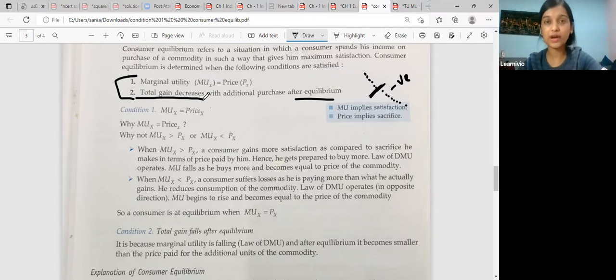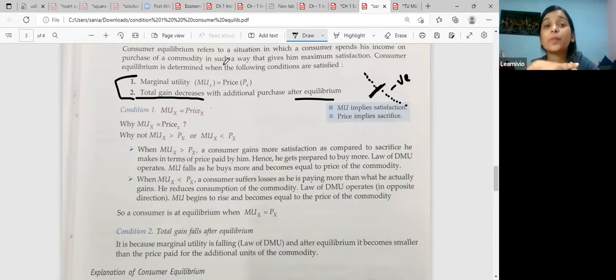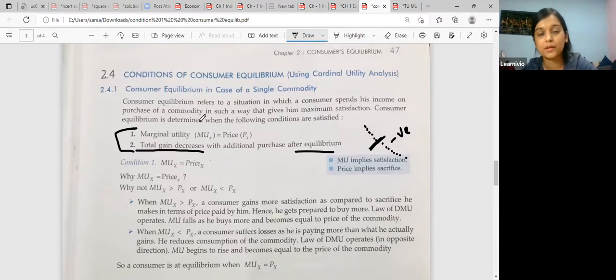For example, you ate 5 chapati. Now you say, ma'am, I'm done with 5 chapati. Now you ate 1 more chapati, then that will come out. So out of 5, there are only 4 chapati in your stomach now, right? So total gain decreases with additional consumption after equilibrium. Clear? Yes, ma'am. Okay, so these are the two conditions. If you want to get consumer equilibrium, the condition is your MUX should be equal to your PX. And the second condition is that after equilibrium, if you consume more, then your total gain will fall. Okay, clear? Yes, teacher.